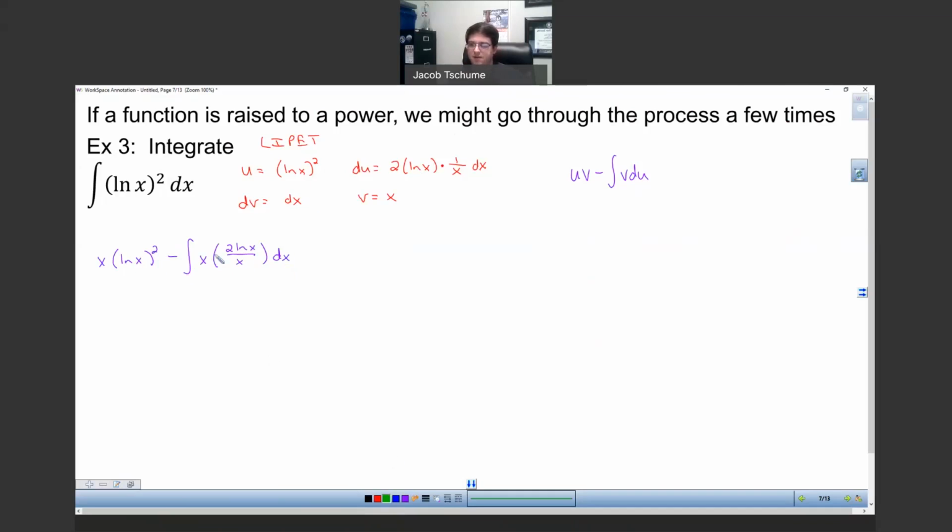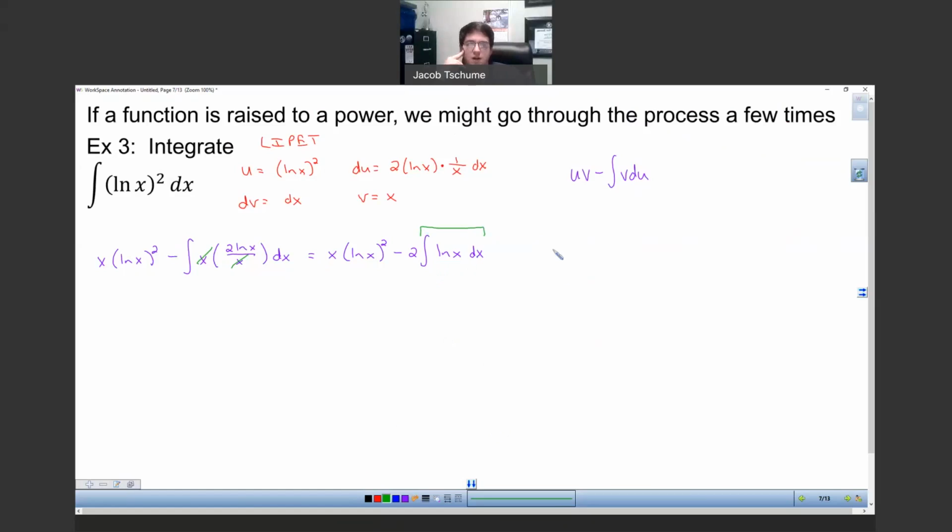Now, a couple things happen here. First, your x over x does cancel, and you can factor the 2 out in front of the integral, which would make this x times the natural log of x squared minus 2 times the integral of ln of x dx. The problem is that we don't know what the integral of ln of x is. So what you will have to do is actually go through integration by parts again for a different function here. So far so good, but now you need to do integration by parts for this.